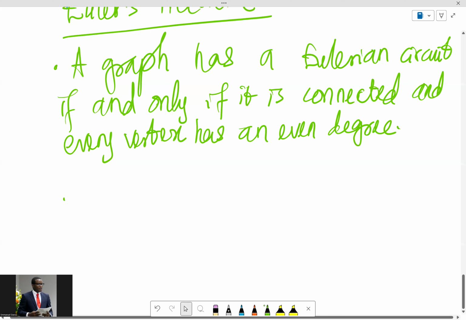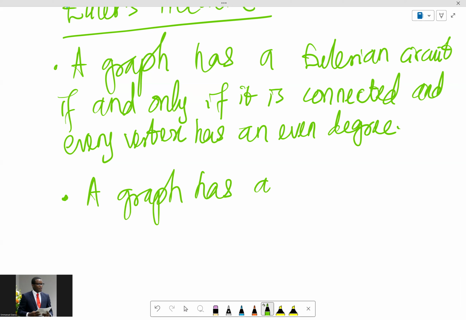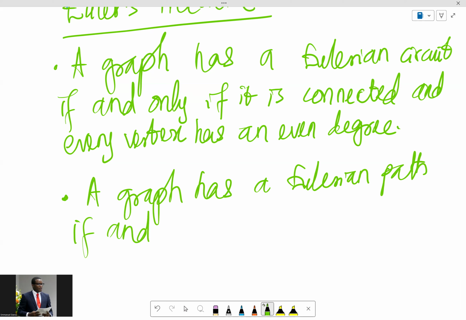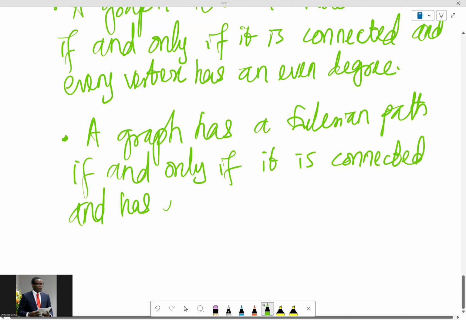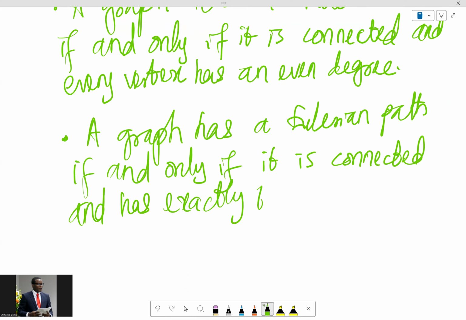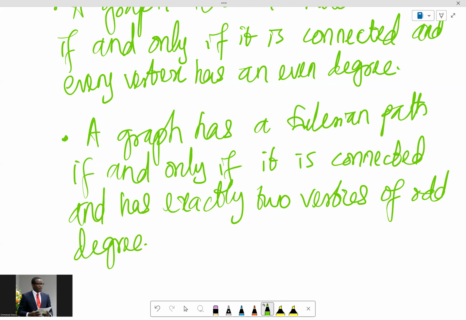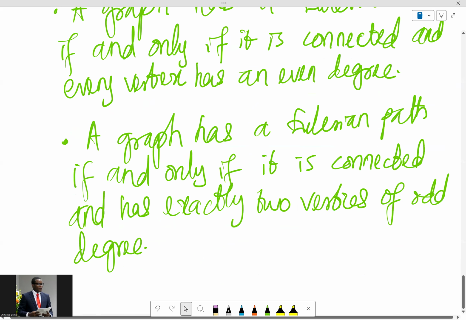Then the other point is that a graph has a Eulerian path if and only if it is connected and has exactly two vertices of odd degree. So those are the two parts of Euler's theorem.